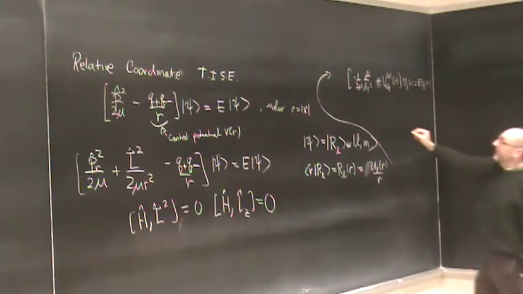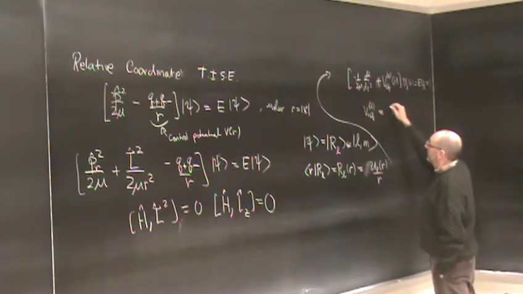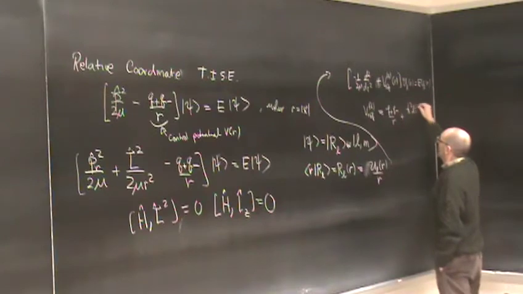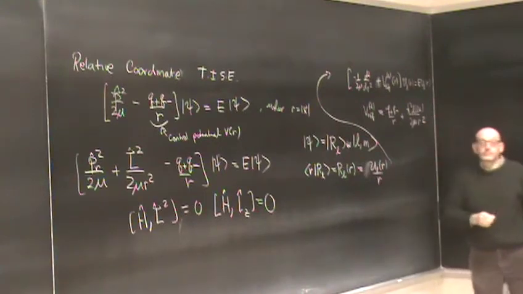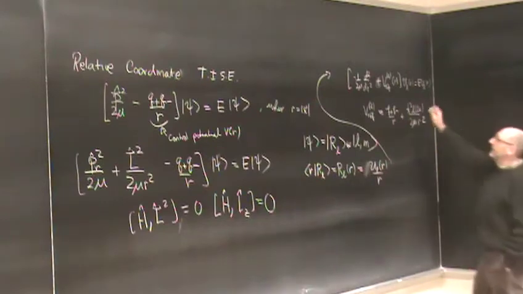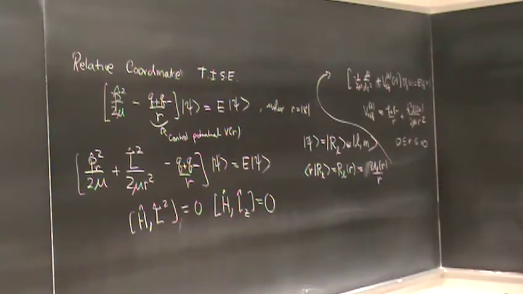Where the effective potential is the true potential plus the angular momentum barrier. Okay? And this is a Schrödinger equation on the half line where R is positive, or non-negative. Okay?